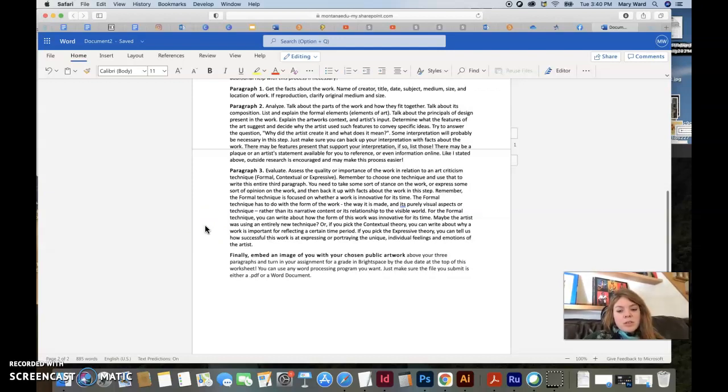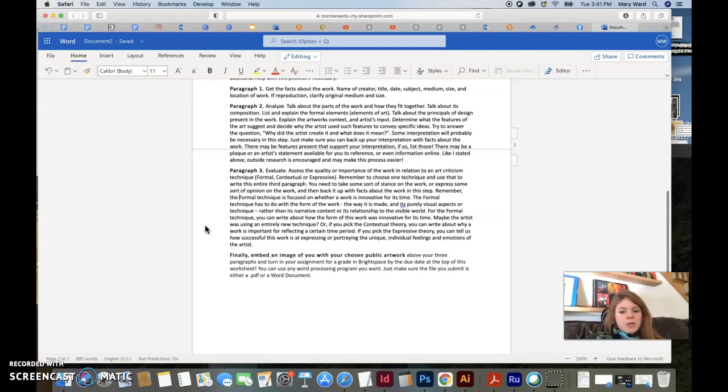Or if you pick the contextual theory, maybe you write about why the work was important for reflecting a certain time period. So a lot of public art might actually be really specific to its time period and, you know, talk about maybe a social or cultural issue. So contextual might actually really fit into that pretty well. So that might be a good one to use.